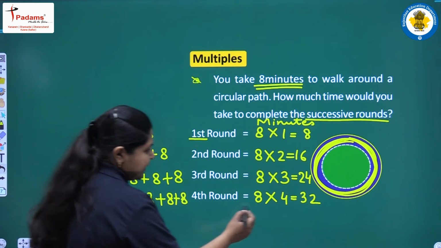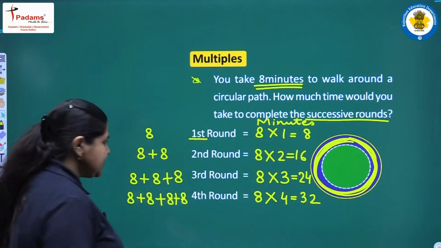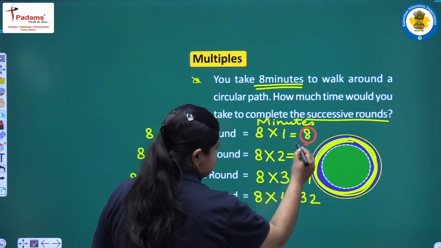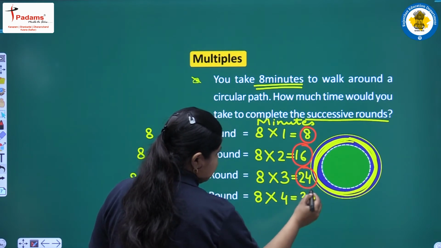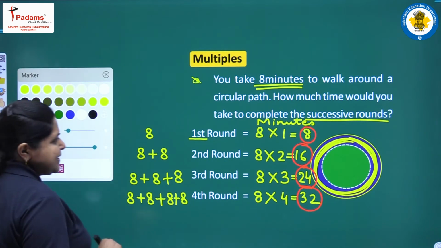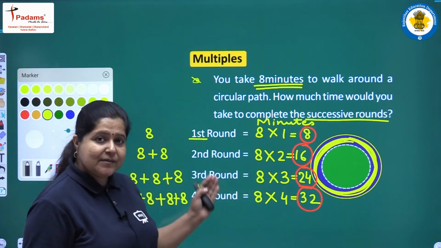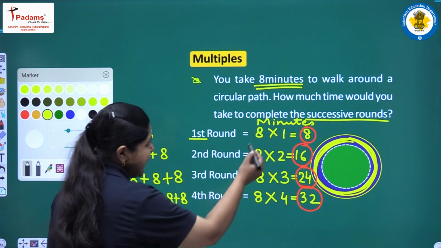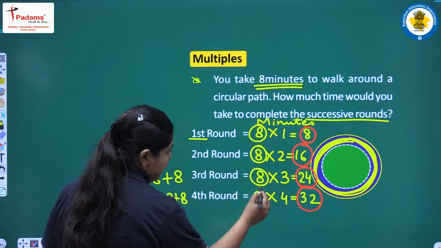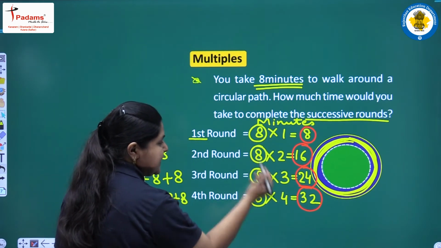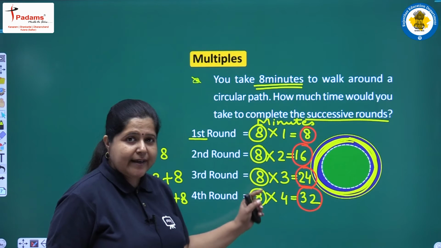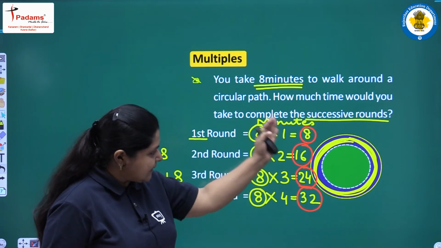So in all, 8 4s are 32. Now just pay attention to these numbers: 8, 16, 24, 32. What is special about these numbers? These numbers we get on multiplying 8. You can see we are multiplying this number 8 by these other numbers, and then we are getting these red circled numbers. So there is some connection between 8 and these numbers.